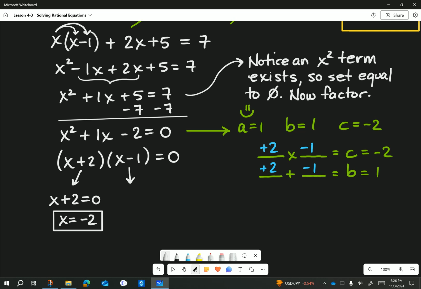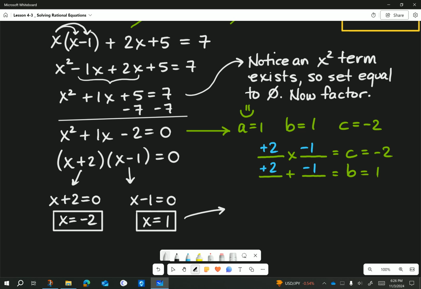And then this one over here, I need to set x minus 1 equal to 0. I need to add 1 to both sides. So x equals +1. I'm going to box that answer. So you would think that that's all you need to do when you need to put that answer into Delta Math as your final answer. But here's what I need you to check.